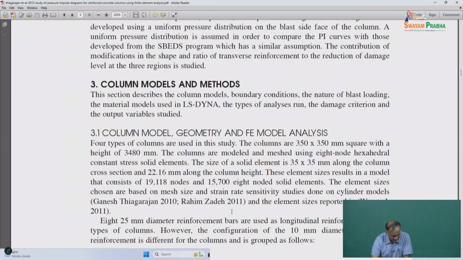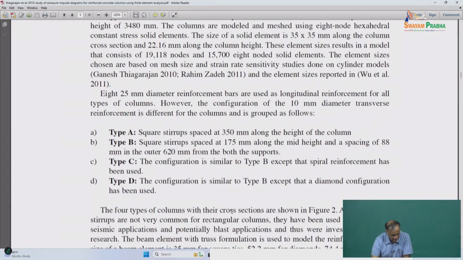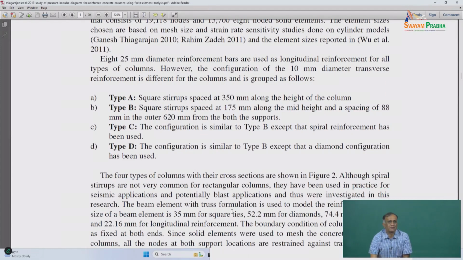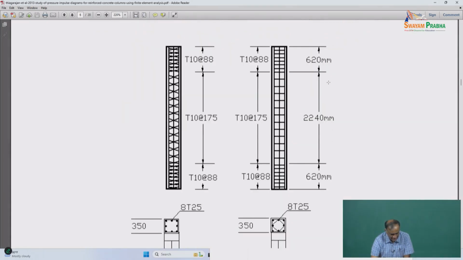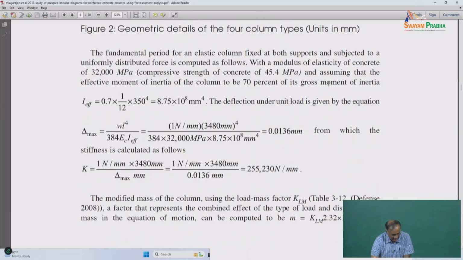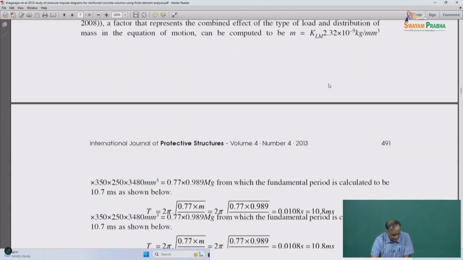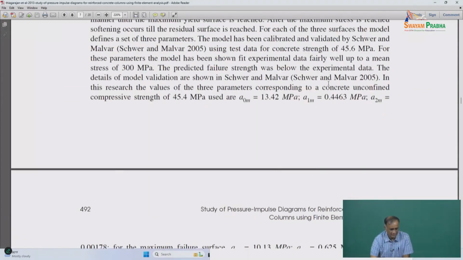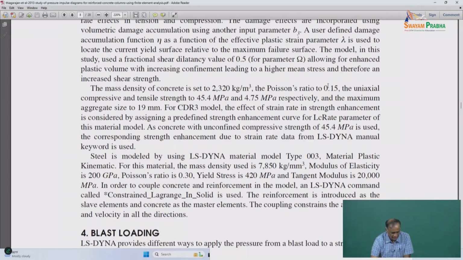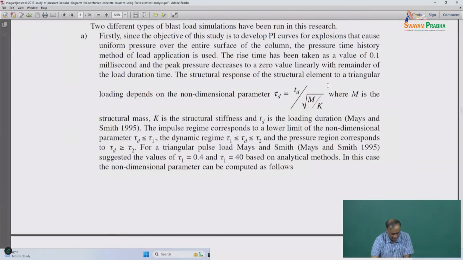Then we studied a bunch of seismic columns. These are 4 types of seismic columns with different types of reinforcements and ties, so you can see that. And we ran, I don't remember exactly, but it was hundreds of different scenarios.